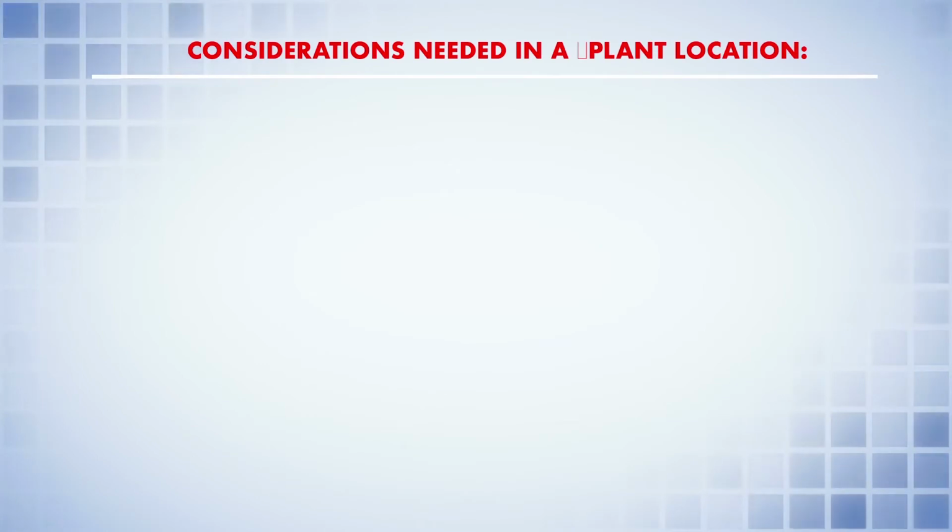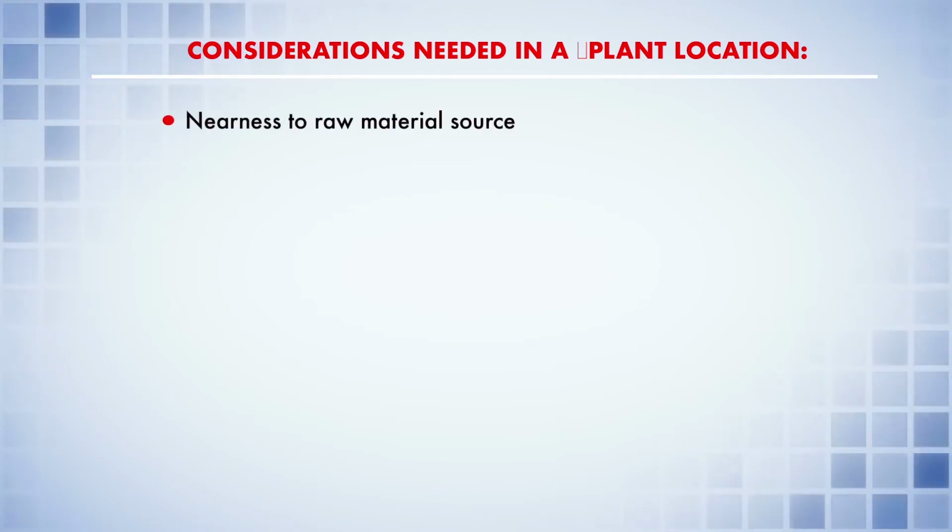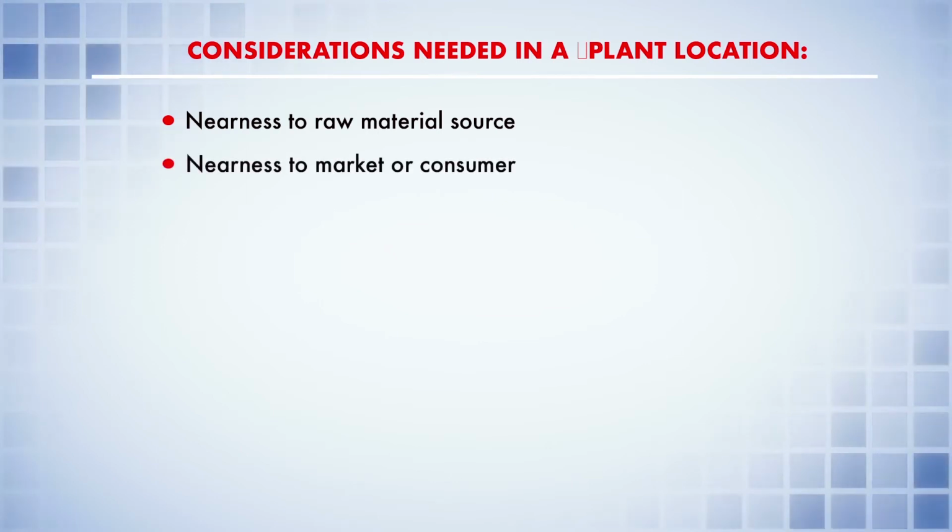Now, these are a few considerations needed for plant location. First one is nearness to the material sources or the raw material resources, then nearness to the market or the consumer. Remember, an electronic goods manufacturer always tries to keep its location near the market or the consumer. Similarly, banks, hospitals, hotels will also try to remain near the consumer.